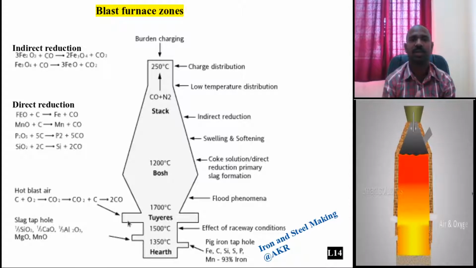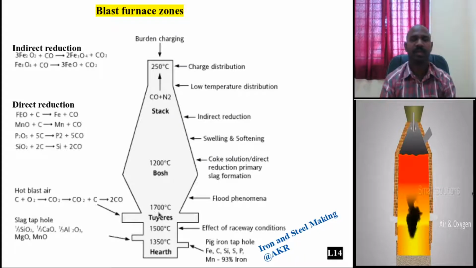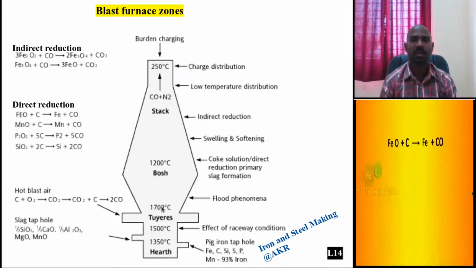And these tuyeres at the initial state form a raceway, as I discussed in the last lecture, which contributes very high temperature. As soon as this solid material swells and softens, comes to this region, when it descends, it completely transforms into the liquid state. That is why you call it a melting zone.